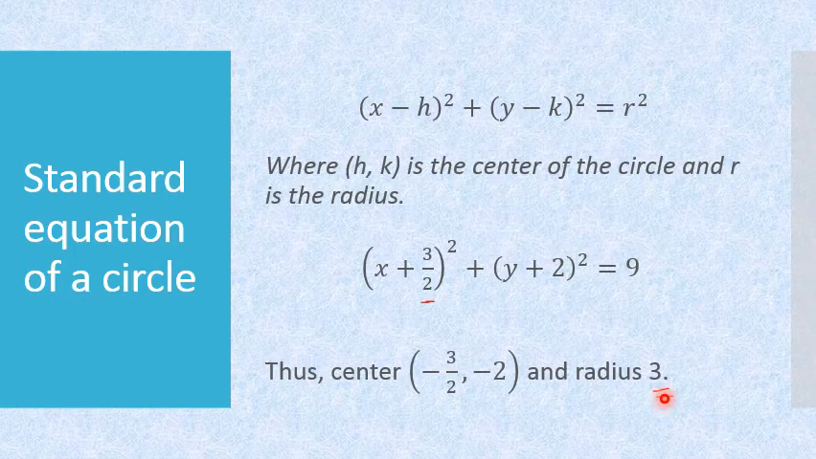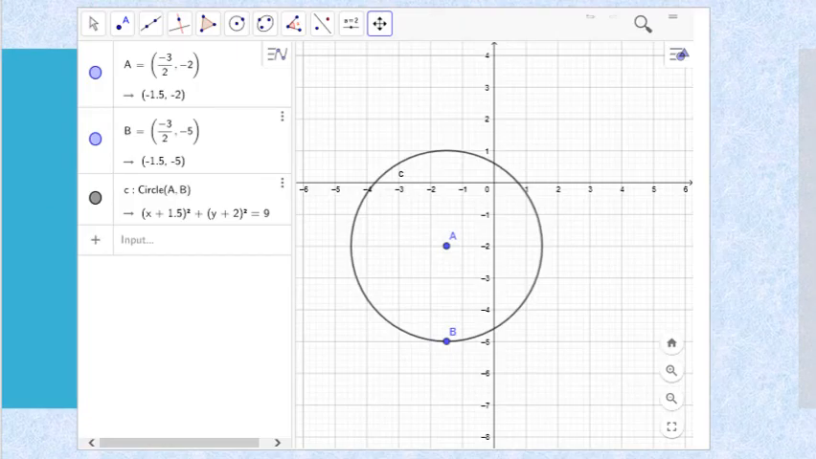Hindi pa pala dito tapos to dahil sabi ng problem, we have to identify the center, we have to identify the radius, as well as we have to sketch the graph. So, to sketch the graph, to plot the graph, we designate the center as point A, wherein the coordinates of point A is negative 3 halves and negative 2. Para mabilis natin siya i-plot dito sa graph, we divide it by negative 3 divided by 2, we have negative 1.5. That is 1 and 1 half. And yung negative 1 mo, this is 0.5.